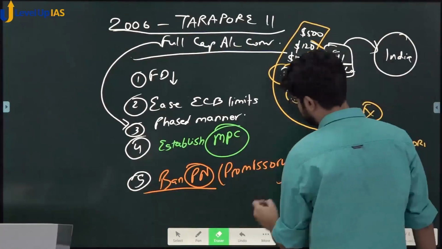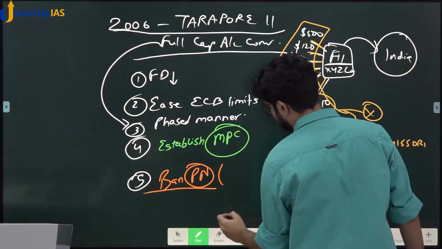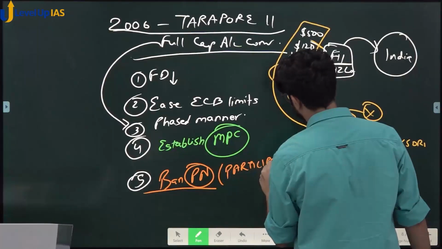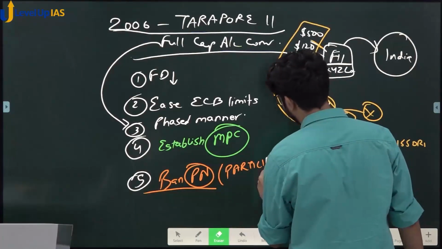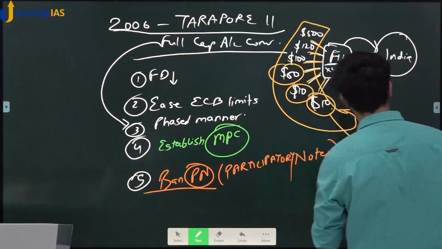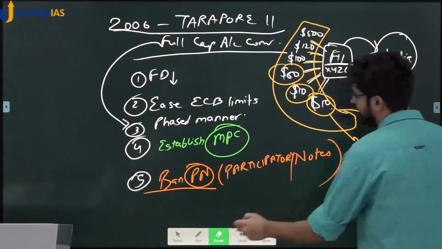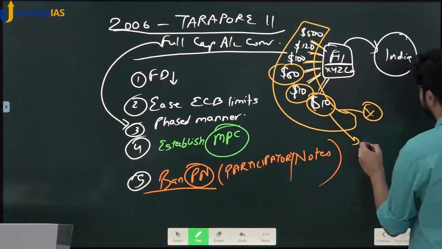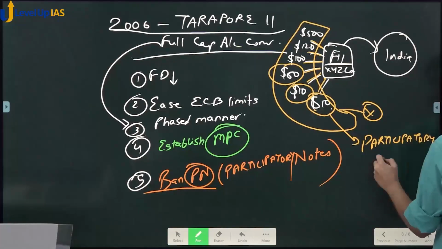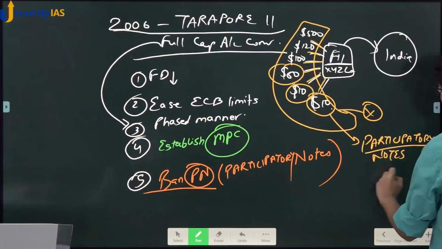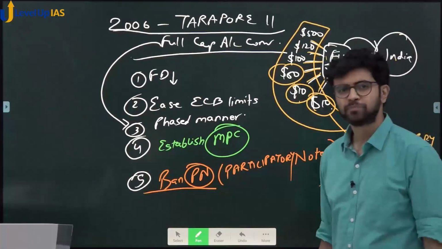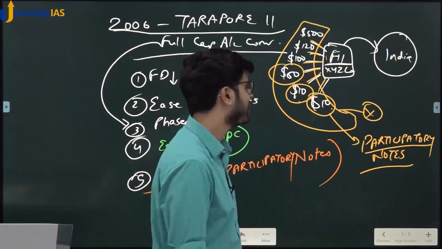Sorry, not promissory. This is what happens when you have similar sounding words. Participatory notes, not promissory notes. Promissory notes are entirely different. My fault. They are known as participatory notes. Why participatory? Look at the English. Participatory. You participate in the investment which is happening to India. We'll discuss this a bit more in markets chapter also.